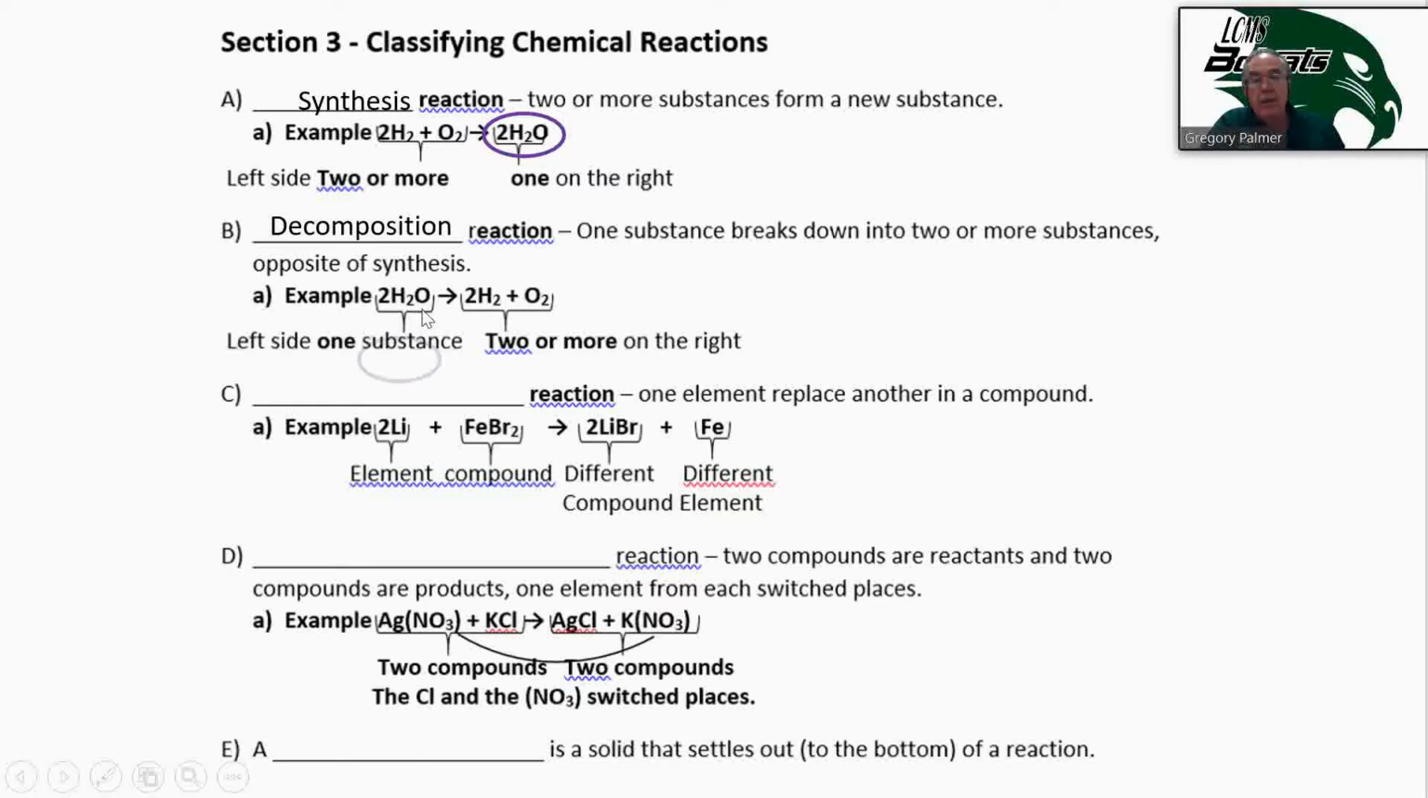So we start off with one thing on the left, and we end up with more than one thing on the right. So these two are exactly the opposite. And that's what we looked at with the endothermic and the exothermic reactions.